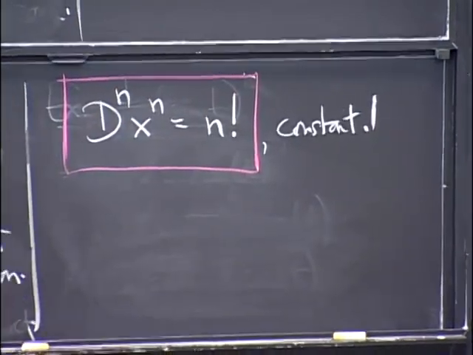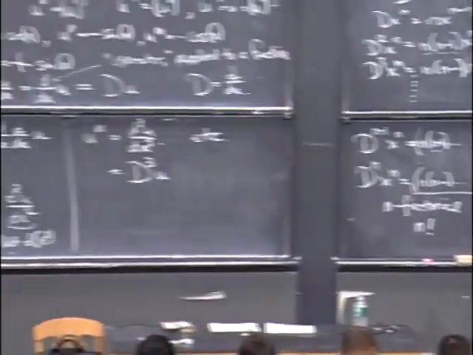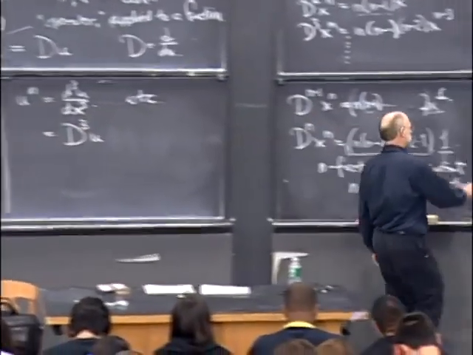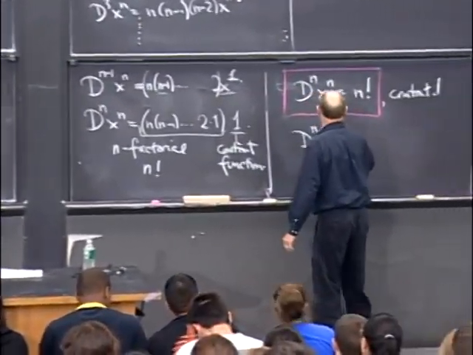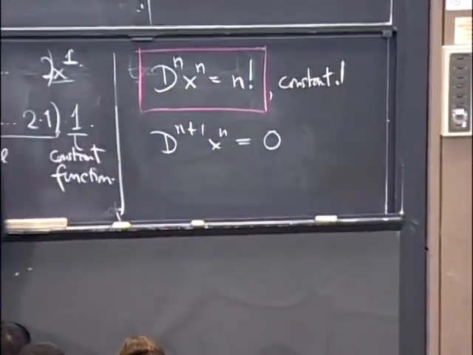Final question for the lecture is, what's d to the n plus 1 applied to x to the n? Ha, excellent. It's the derivative of a constant, so it's 0. Okay, thank you.